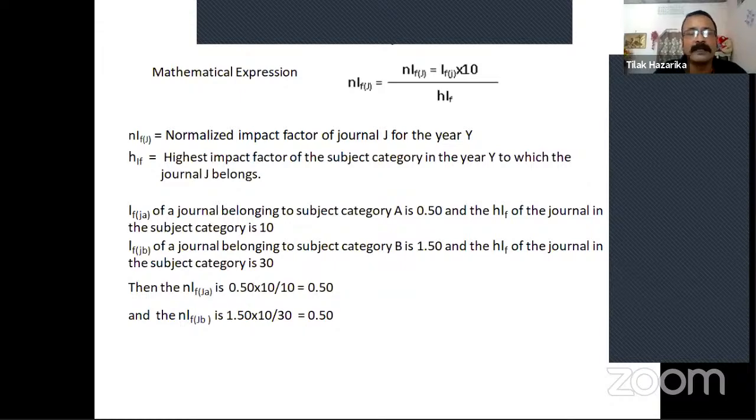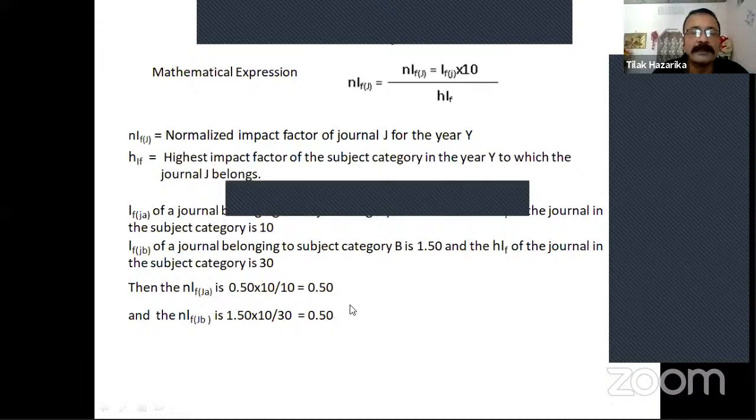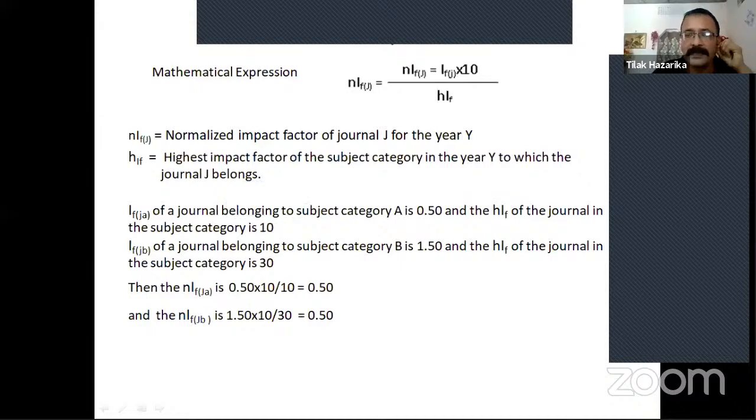Here I am giving an example of certain journals: journal A has a high impact factor of 0.50, and journal B has a high impact factor of 1.5. By dividing the impact factor in context by the highest impact factor, we may come to the normalization. You see, the two journals in two areas are coming at 0.50 and 0.50. That means this is the context where you can normalize the impact factor.